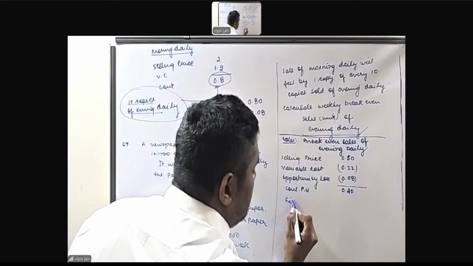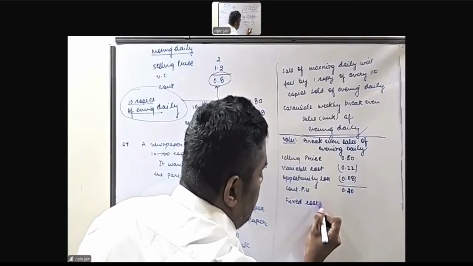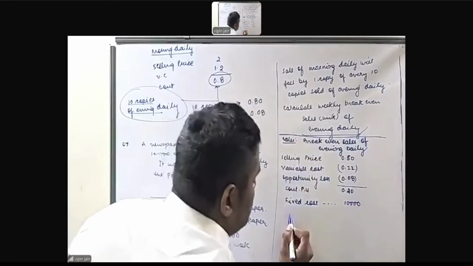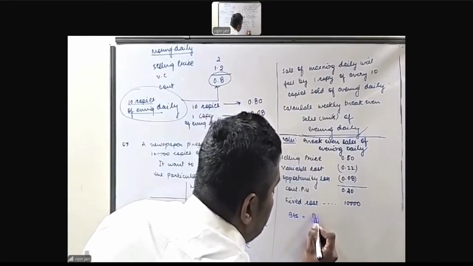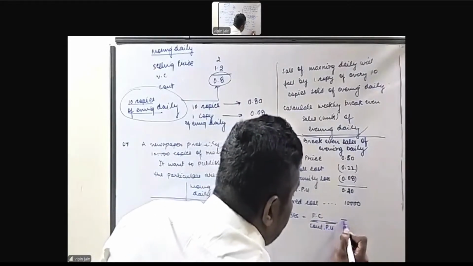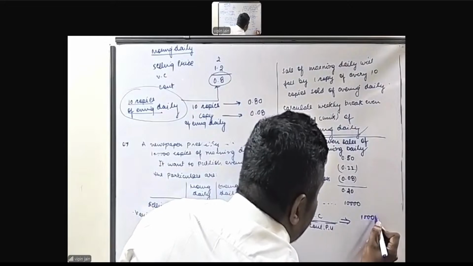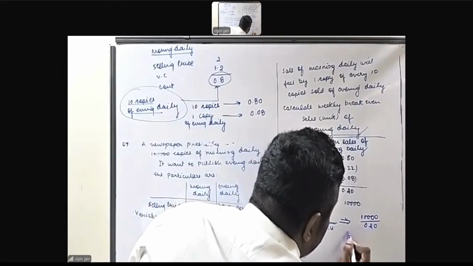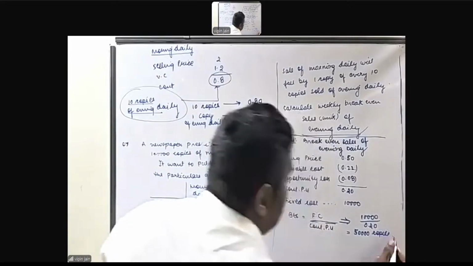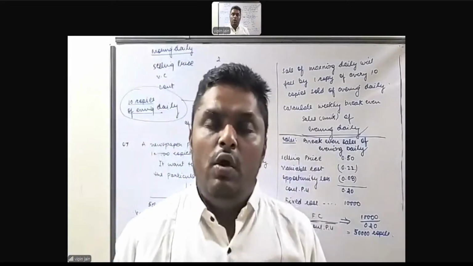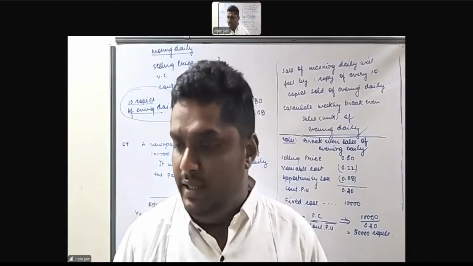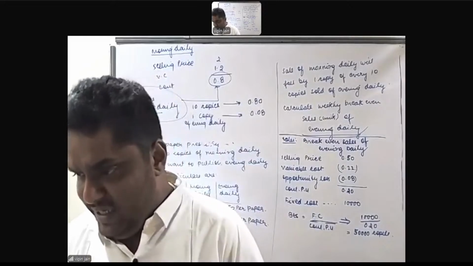Now we have the fixed cost of 10,000 a week. So my break-even sales will be fixed cost divided by contribution per unit, that is 10,000 divided by 0.20. So 50,000 copies. So on sale of 50,000 copies, we can say there will be a break-even of Evening Daily. If you guys have any doubts or queries, you guys can please post.